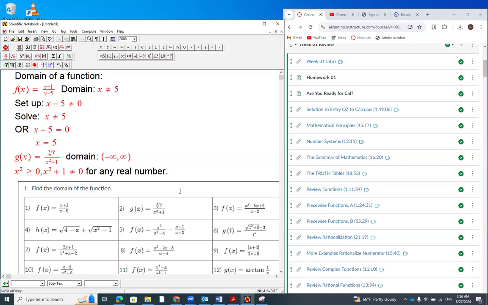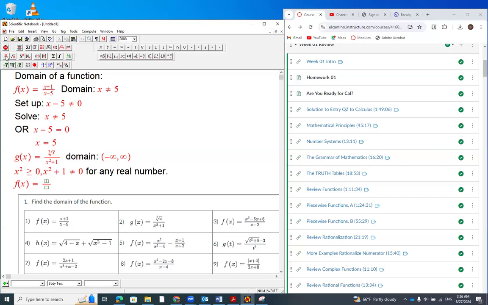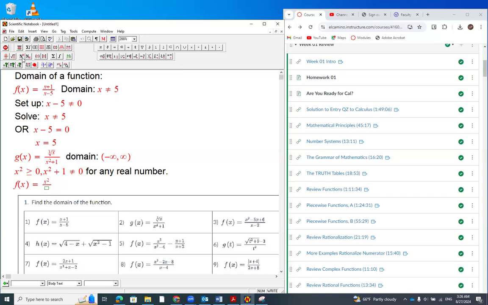All right, and let's look at number 3. Number 3, we have f of x equals, we have a rational function once again.